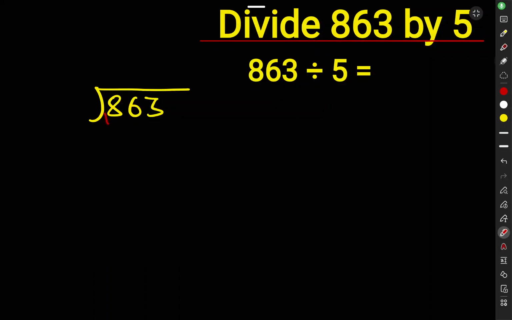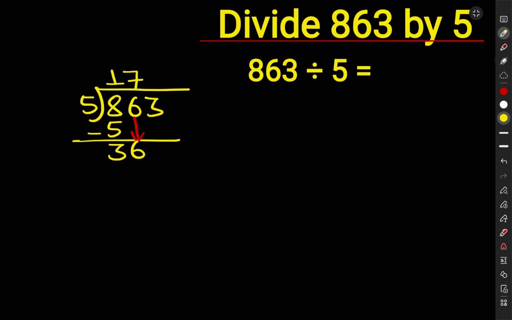We divide 863 by 5 in long division method. 5 times 1 is 5. On subtracting we get 3. So now we put down this 6 and it is 36.